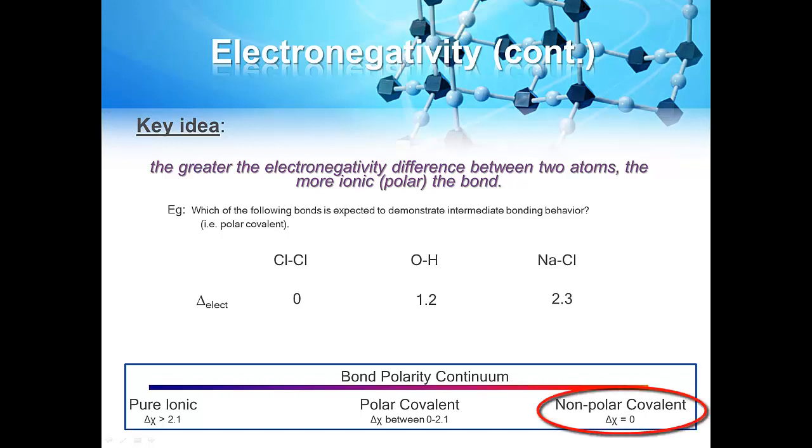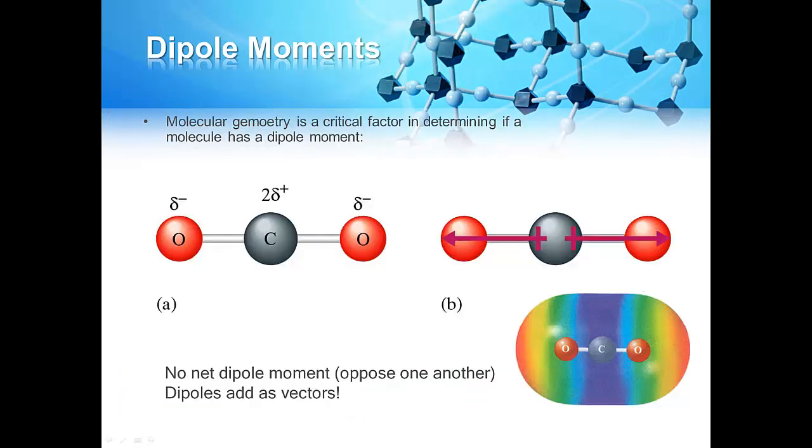So there's no electronegativity difference between the two. It's going to be, down here, non-polar covalent. Okay, so the oxygen-hydrogen bond has an electronegativity difference of 1.2. It's going to be polar, but still covalent. Sodium and chlorine, 2.3. So now we know that sodium chloride is going to be an ionic bond. It's as simple as that.